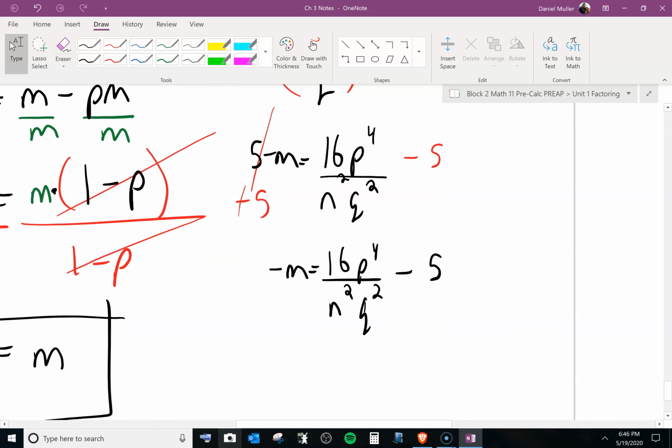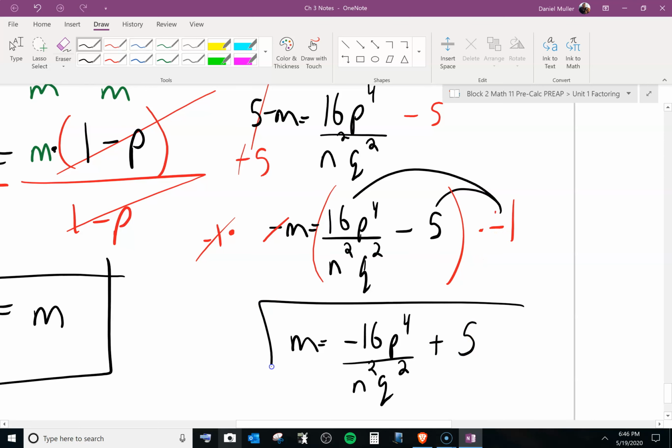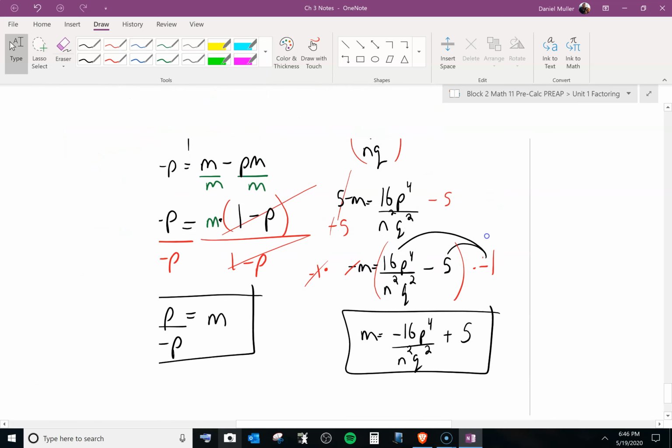And the last thing I need to do is get rid of this negative. So you could divide this, but I'm just going to times this by negative 1. A negative times a negative is gone. And I got to times all this by negative 1. So I get m equals, so if I'm going to have it times by negative 1, I can put a negative into there and a negative into here. So instead of a positive 16, it'll be a negative 16p^4 over n squared q squared, and negative 5 times negative 1 here would become a positive 5. So that's it. That's it. Makes it seem like it's really easy, but no, this is incredibly difficult.